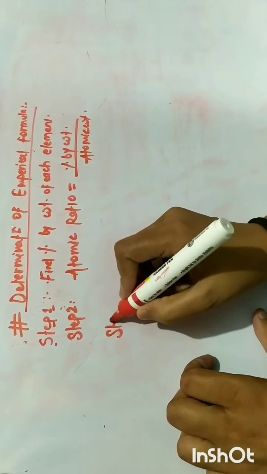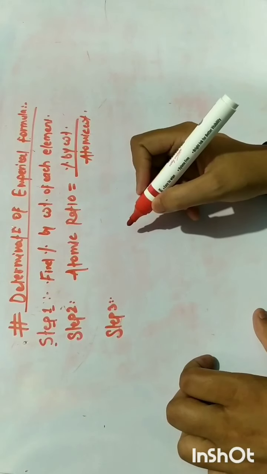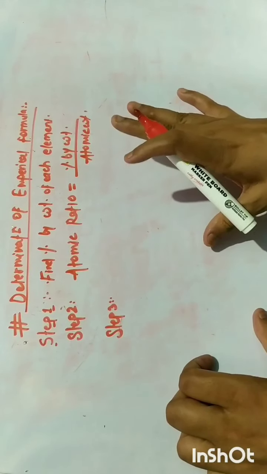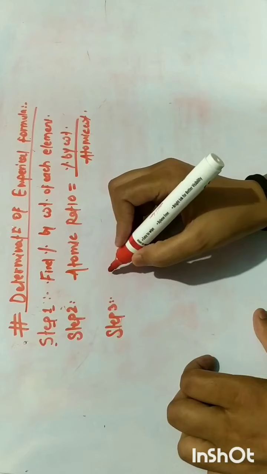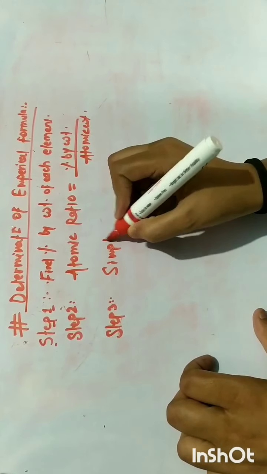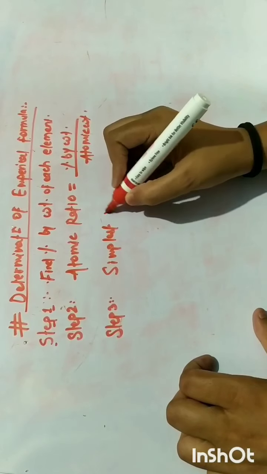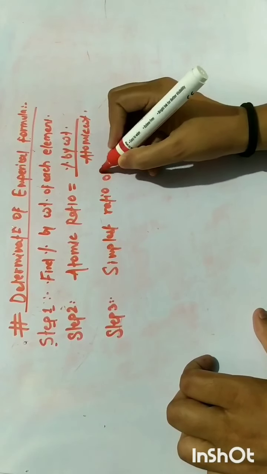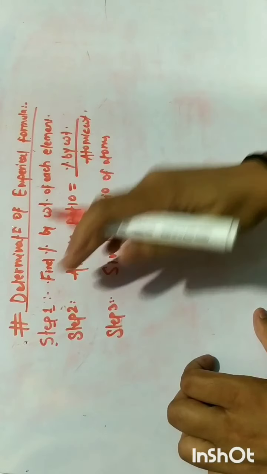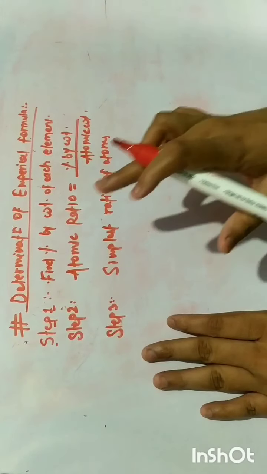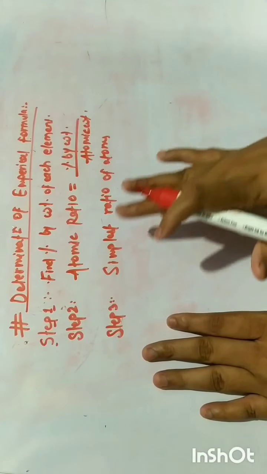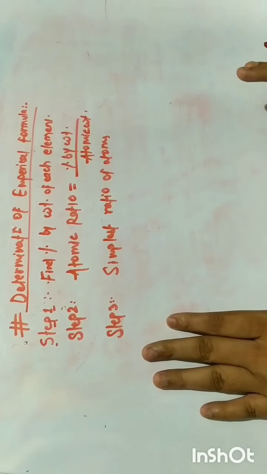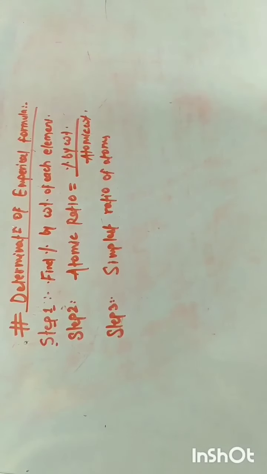Then step 3 is the atomic ratio of each element is divided by the minimum value of atomic ratio so as to give the smallest simplest ratio of atoms. So step 3 is the simplest ratio of atoms. So there are 3 steps in determination of empirical formula. First we find the percentage by weight of each element present in the compound, then the atomic ratio, then the simplest ratio of atoms. Okay, so we will solve a question related to this.